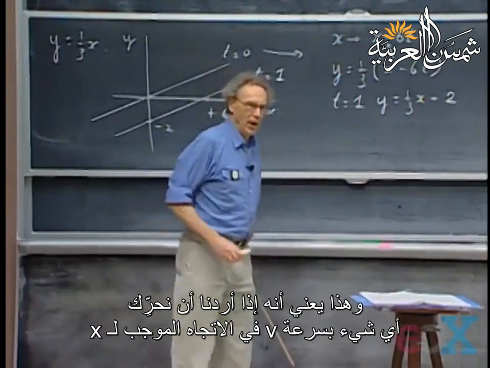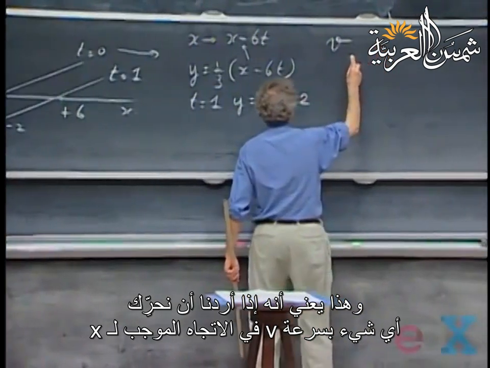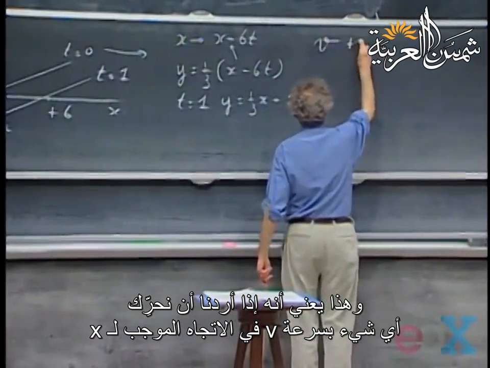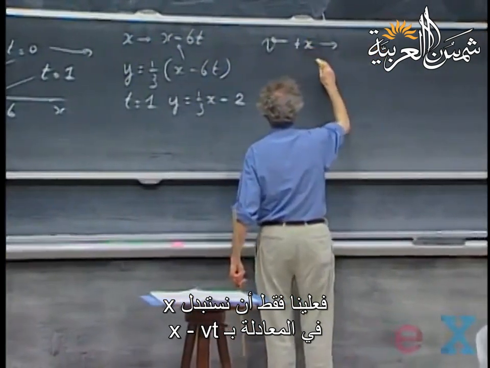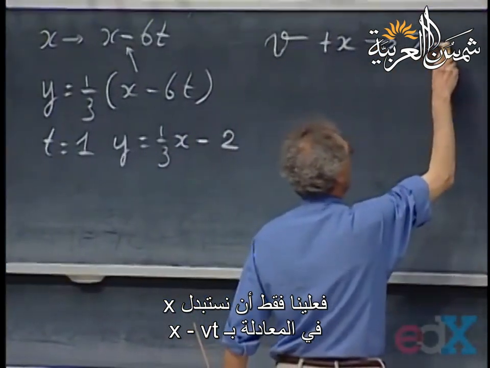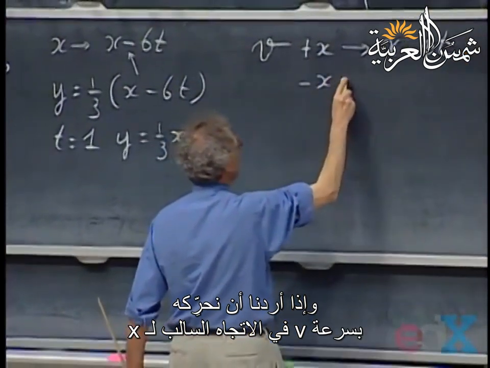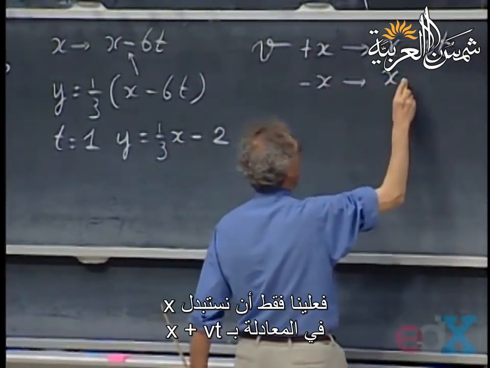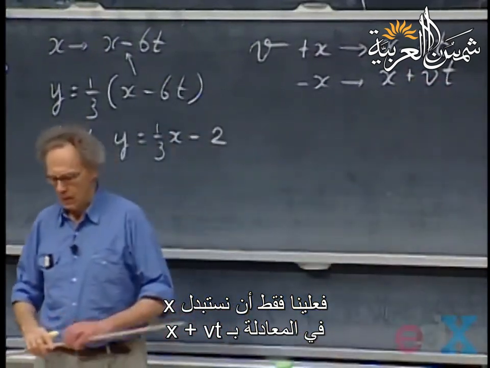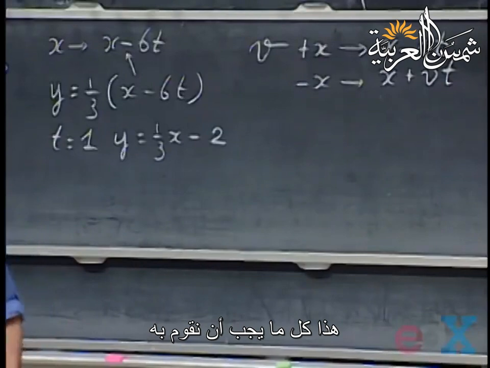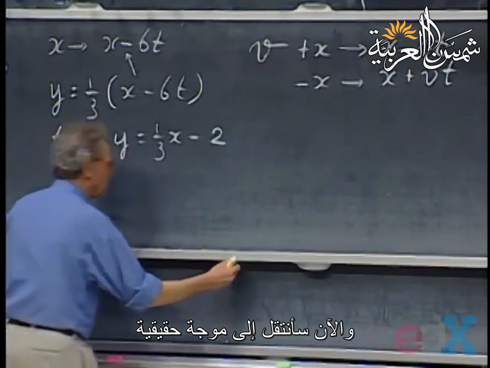And so what this is telling us is that if we ever want something to move with a speed v in the plus x direction, then all we have to do in our equations is replace x by x minus vt, and if we wanted to move in the minus x direction, then we replace x by x plus vt. That's all we have to do. So now I'm going to change to something that is a real wave.